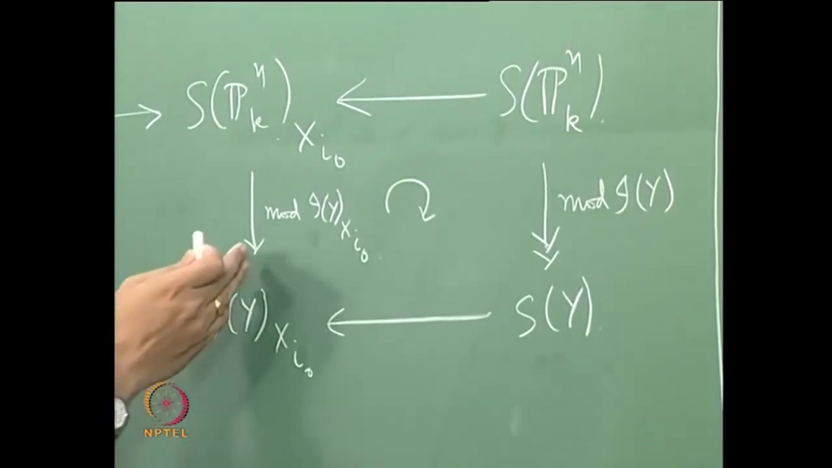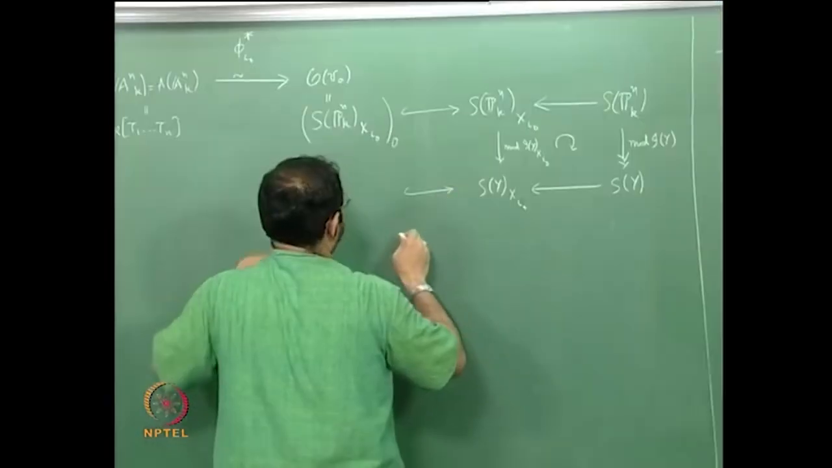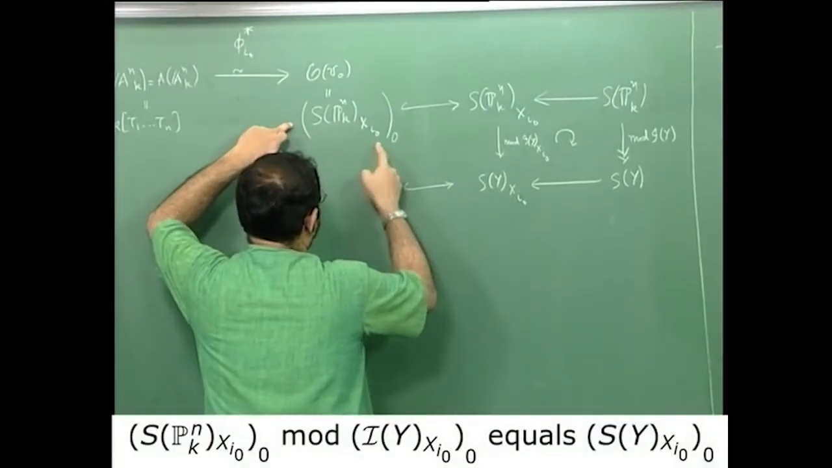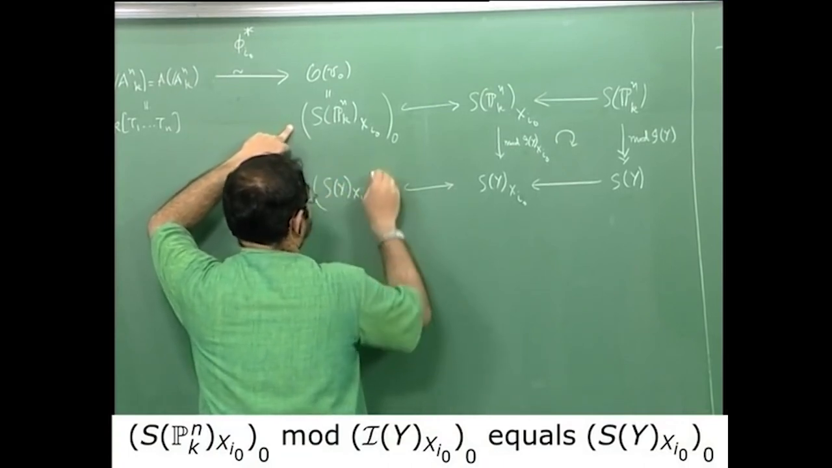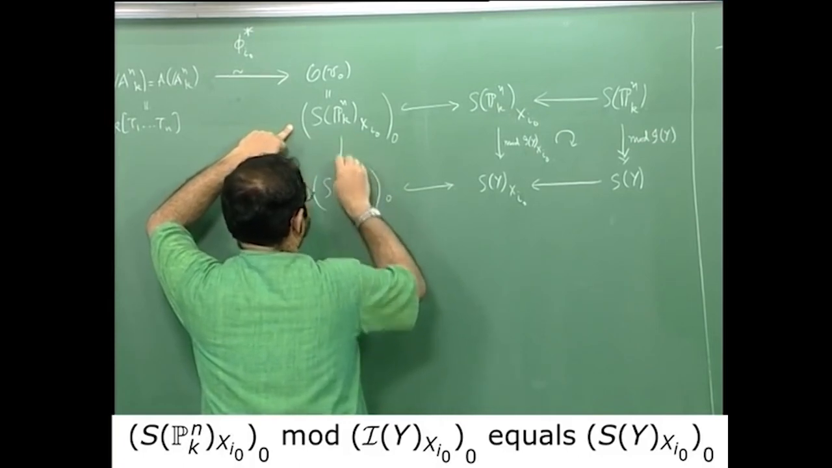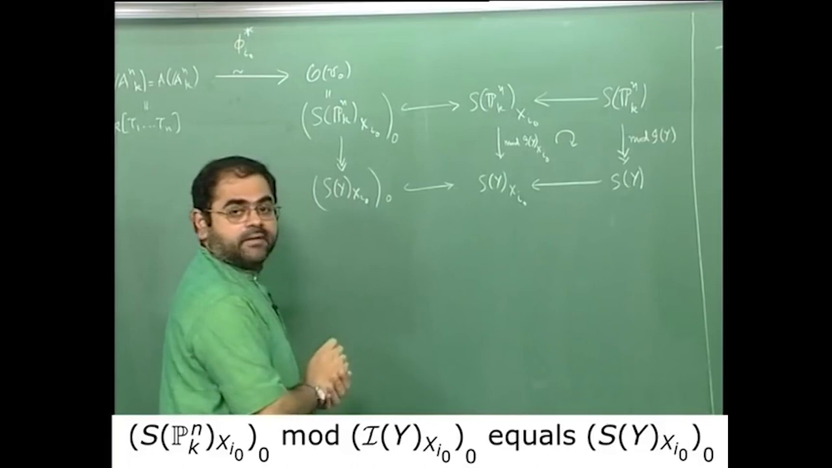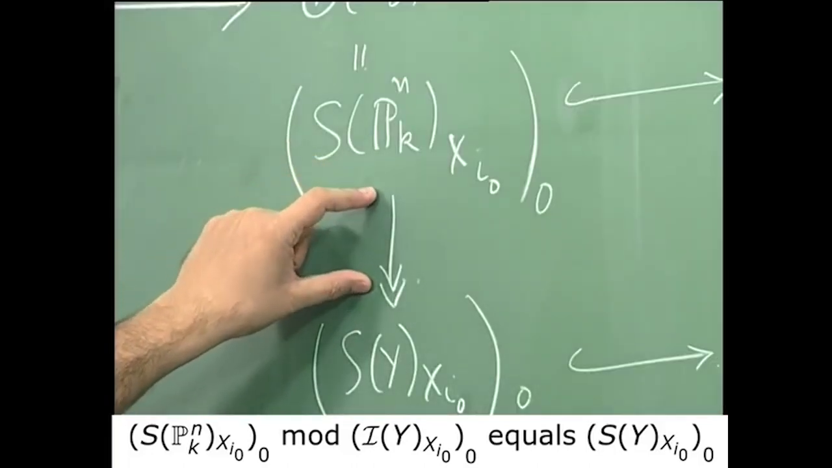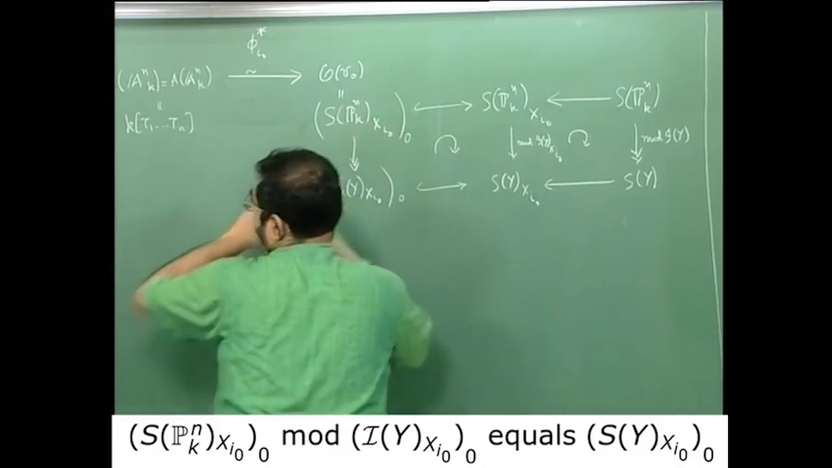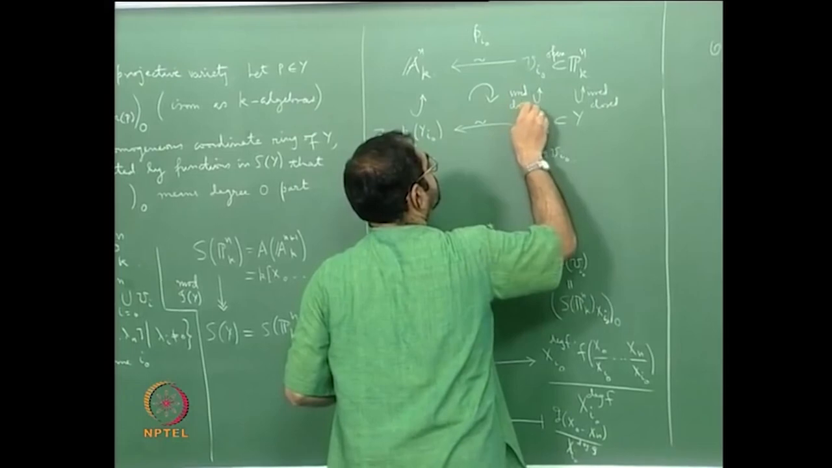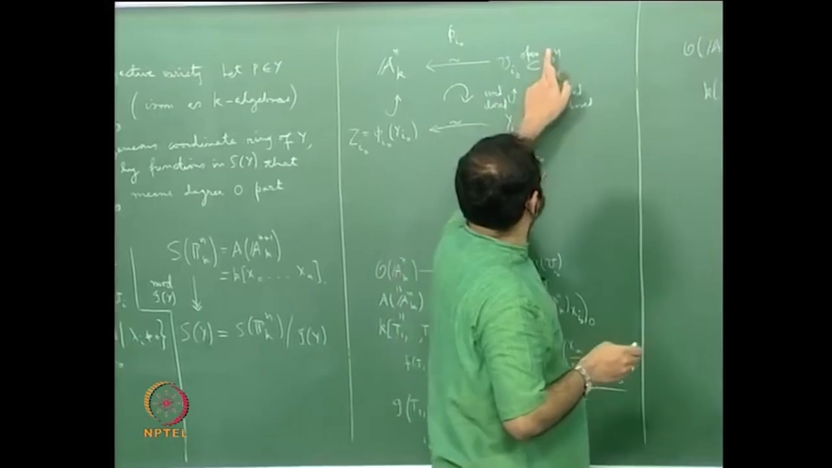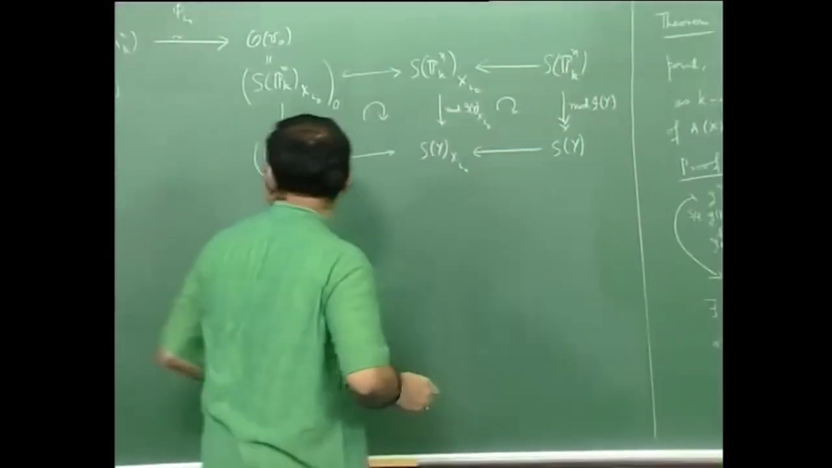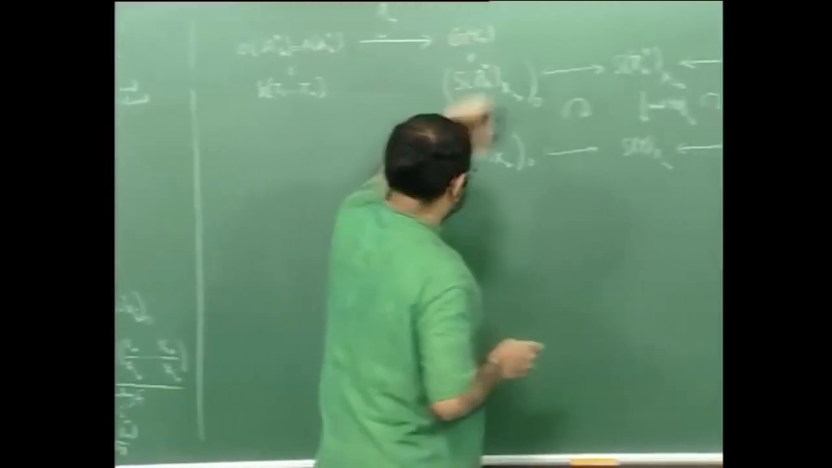And then what you will get is just Sy localized at xi naught and the degree 0 part, which again will be a quotient here. It is this quotient, and this diagram commutes, and it's this quotient that corresponds to this irreducible closed set. So this irreducible closed subset corresponds to this quotient, and this irreducible closed subset corresponds to this quotient.